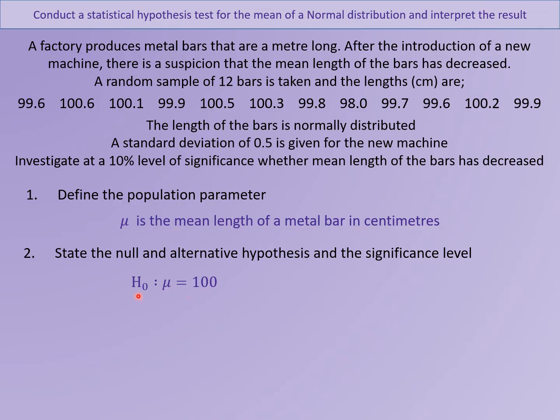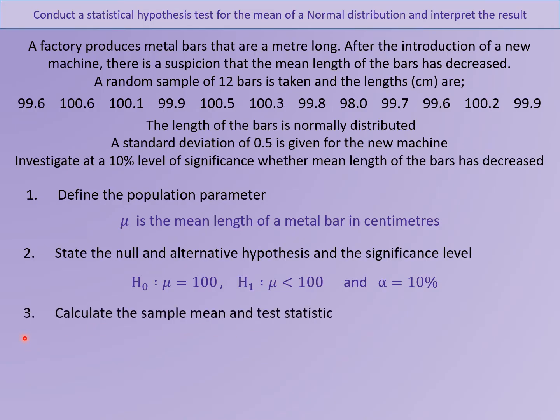My alternative hypothesis: you have to read the question and find a bit of information that's important. After the introduction of a new machine, there is suspicion the mean length of the bar has decreased. So my alternative hypothesis is that the mu value is actually less than 100. We think it's decreased. What's the significance level? There we go, 10%. Let's just make sure that we're aware in case we have to halve it if it was a two-tailed test. So in this case, it's not. It's one-tailed because we're looking for just a decrease. So we're looking for the 10% mark.